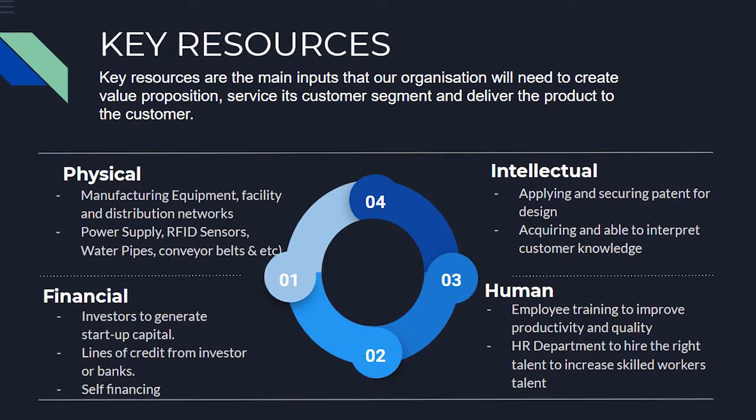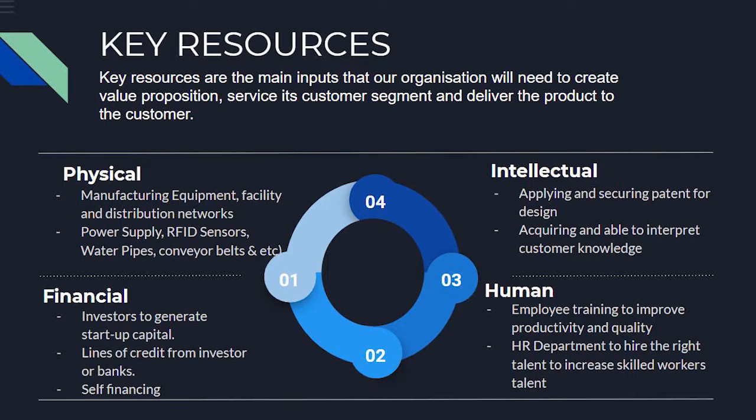The third key resource we will need is intellectual, such as applying for or securing a patent for the design. This means all the intellectual data we have, such as acquiring customer knowledge and interpreting customer knowledge, helps make the product a better product and to market it better.